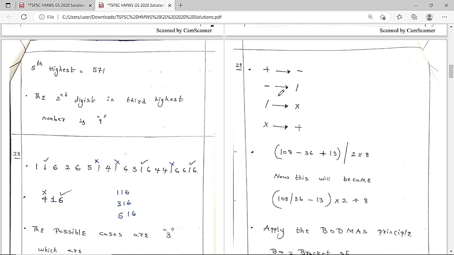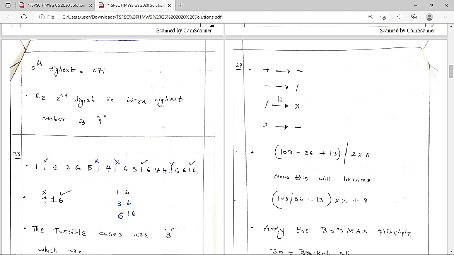In the question they have mentioned that addition means subtraction, subtraction means division, division means multiplication, and multiplication means addition. Then what is the value of this sequence: 108 minus 36 plus 13, the bracket division of 2 into 8. So now after making all these substitutions, minus means division, addition means subtraction, brackets stay as they are, and multiplication means addition. So this is what we get after applying all these things to the sequence given in the question.